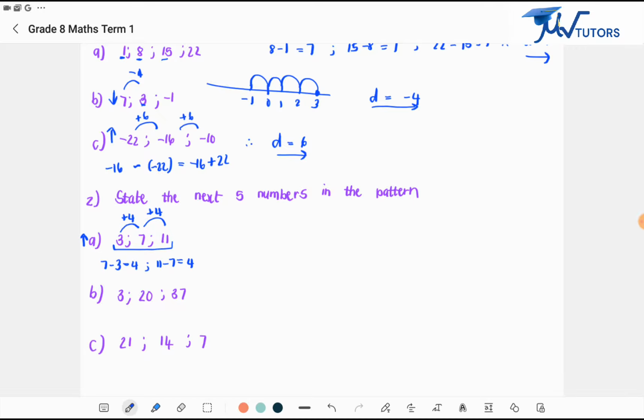So as such, I can then get the next 5 numbers. I'm going to say 11 plus 4, which is basically 15. And then 15 plus 4, that is 19. 19 plus 4, that is 23. 23 plus 4, that is 27. 27 plus 4, that is 31. That is the next 5 terms. And then now let's go to B.